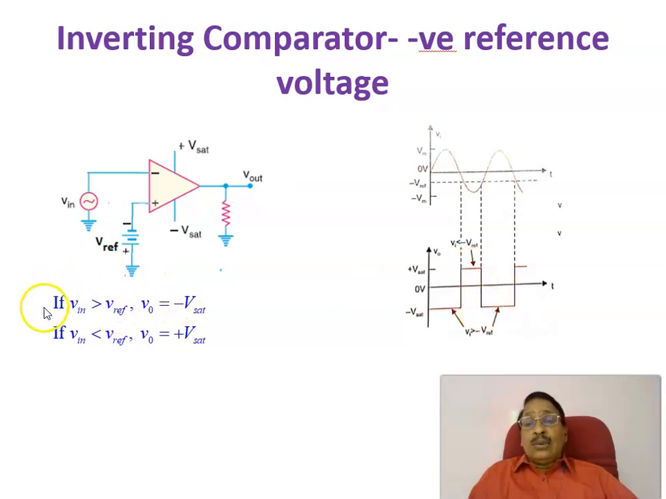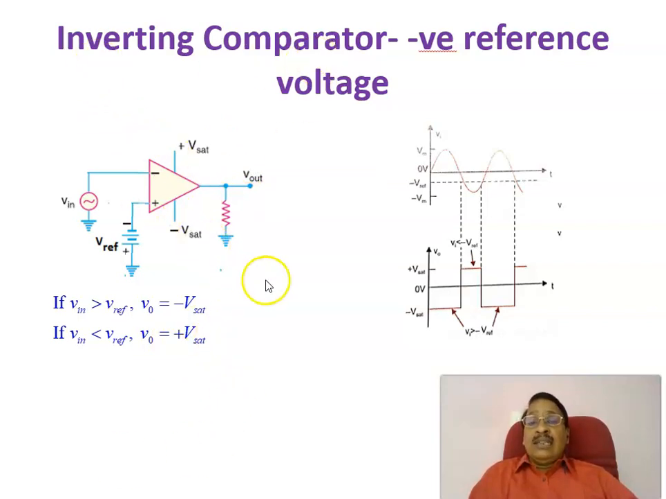Therefore, the only thing is that you are applying this thumb rule to find out either plus V sat or minus V sat depending upon the magnitude of the input voltage signal as well as the reference signal. This is an inverting comparator. Since we are giving the input at the inverting point, it is called an inverting comparator, in which the input is being compared with a negative reference voltage. And the rule is that if input voltage is more than the reference voltage, output voltage equals minus V sat. And if input voltage is less than the reference voltage, output voltage equals plus V sat. This is for an inverting comparator.